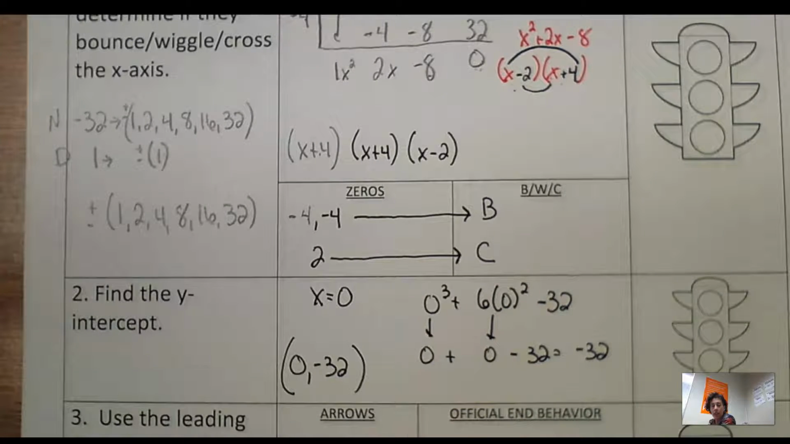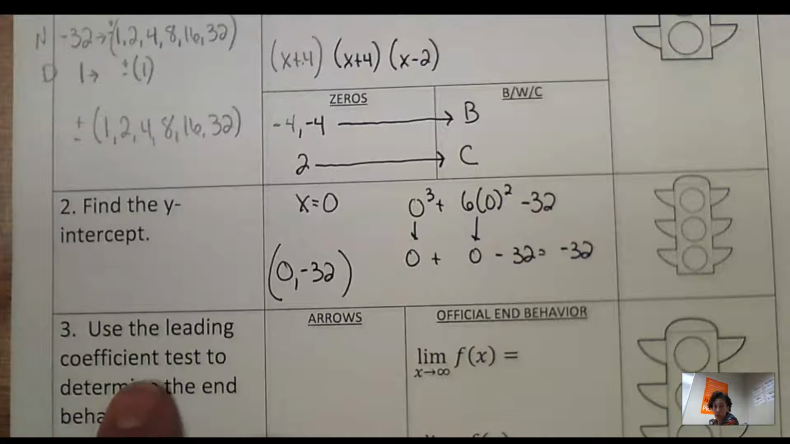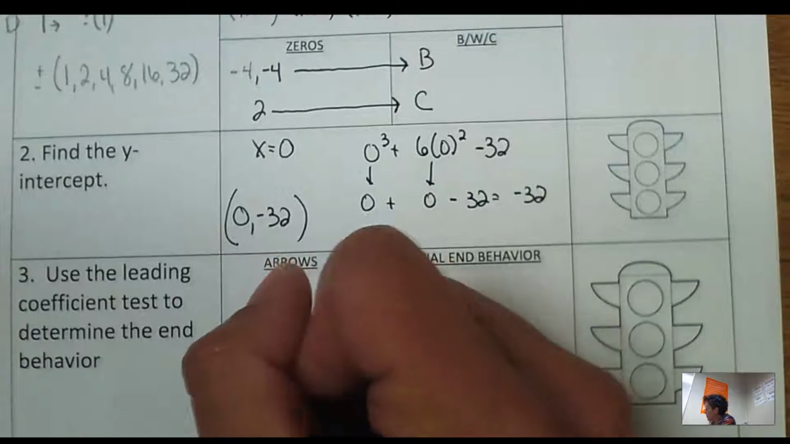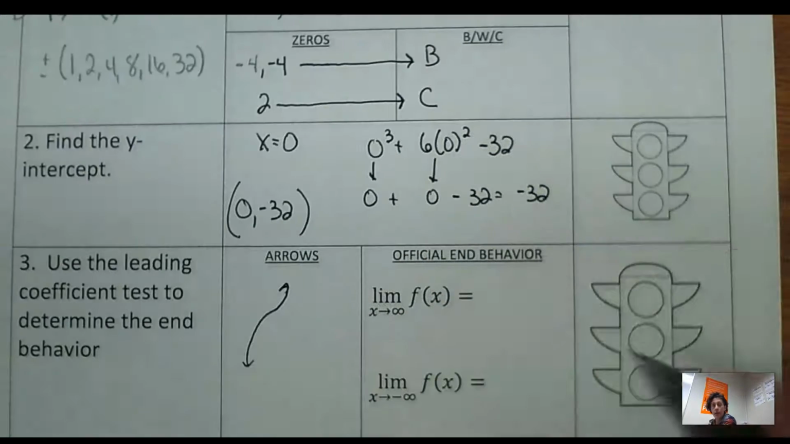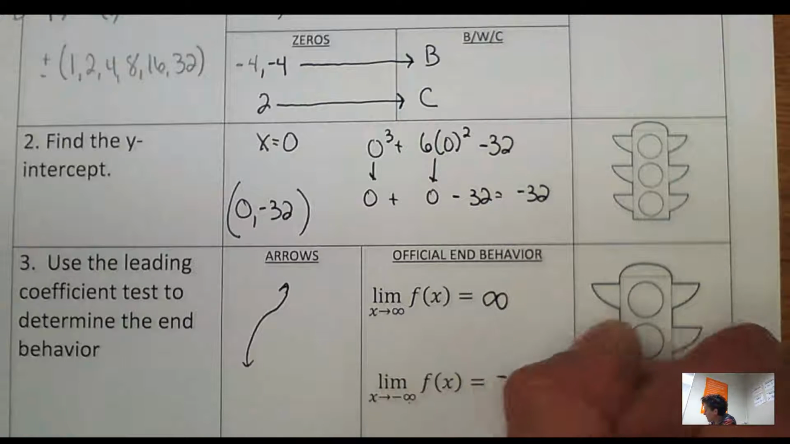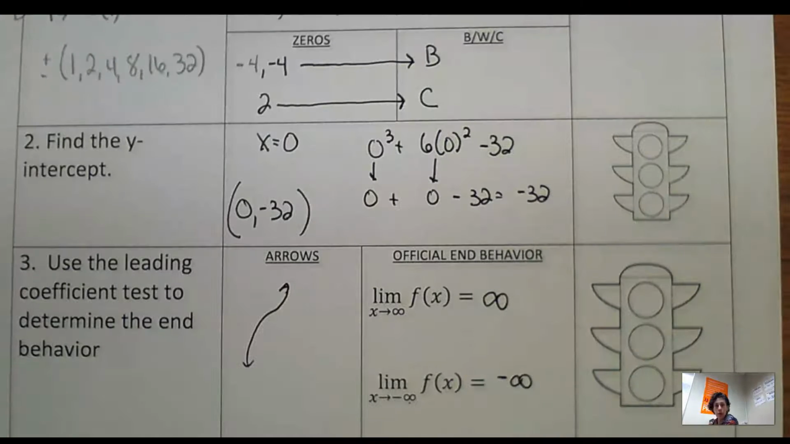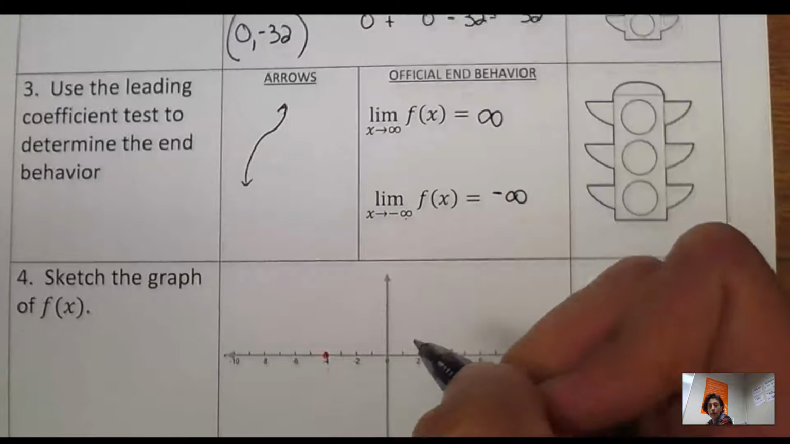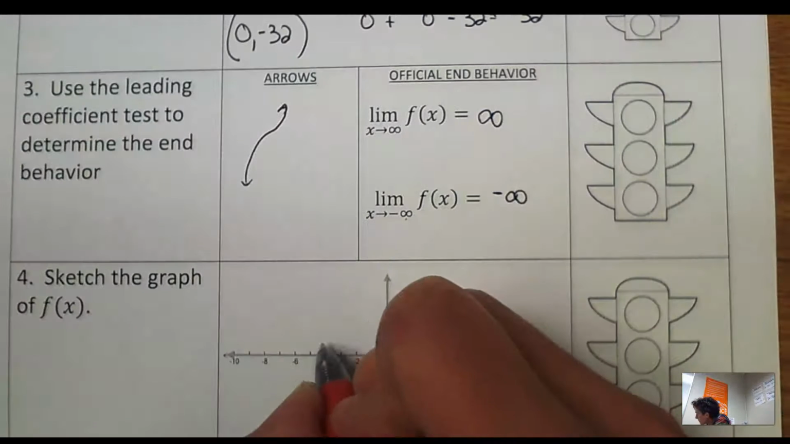I want to use the leading coefficient. I actually want to use the leading term to know the shape. It's an x cubed, a positive number, so this is a bumpy line going uphill. So on the right, it's rising, and on the left, it's falling. And now I'm going to make my graph. So first, I go to -4. That was one of my zeros. That was a bounce.